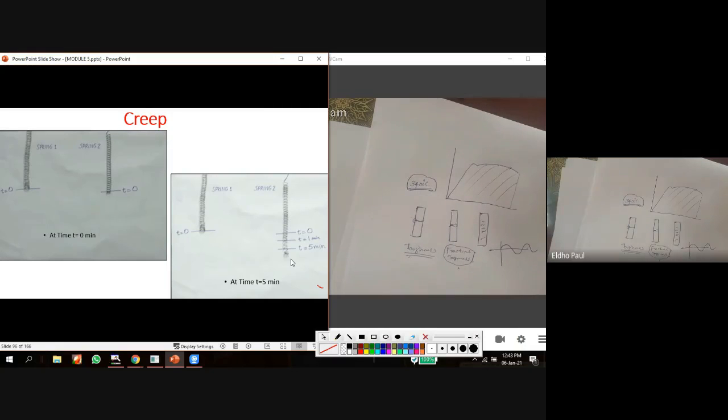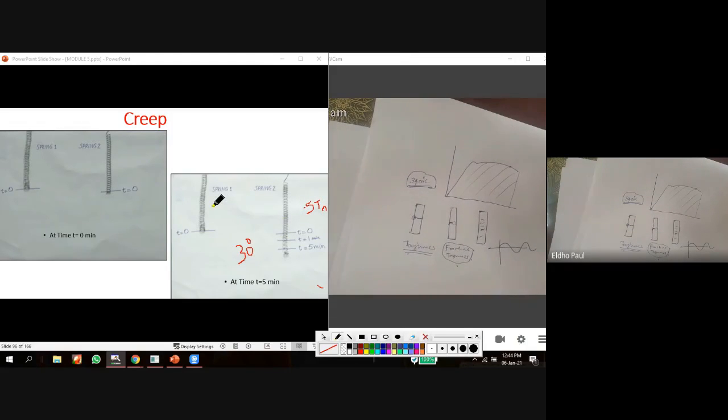Even the temperature here is 30 degrees. Both materials are at 30 degrees, room temperature. But when we take the melting point, the room temperature is greater than 0.5 times the melting point for this material.